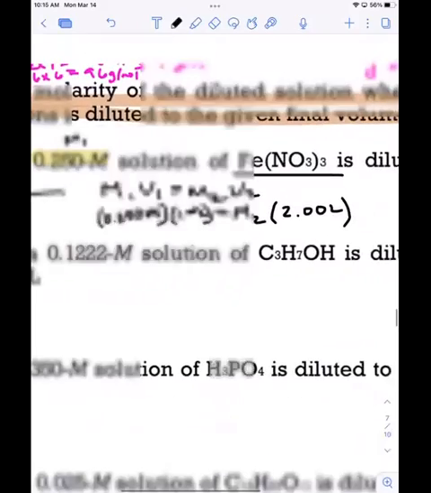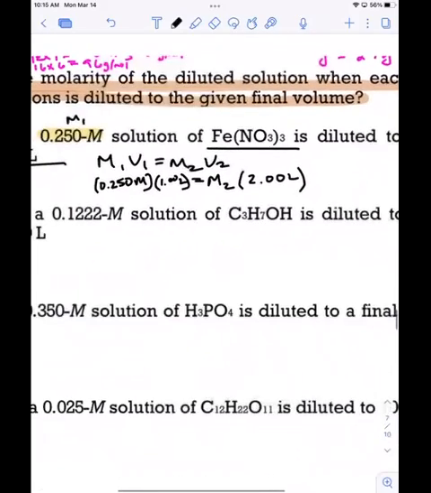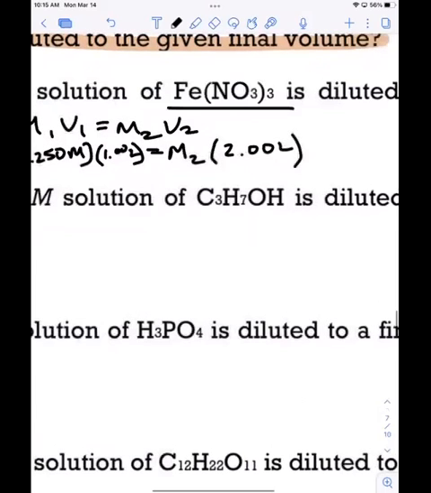One liter, 1.00 liter. How do we find M2? If you can do this question, you can do any dilution question. How do we find M2? Just get it by itself. And what would you do to do that?